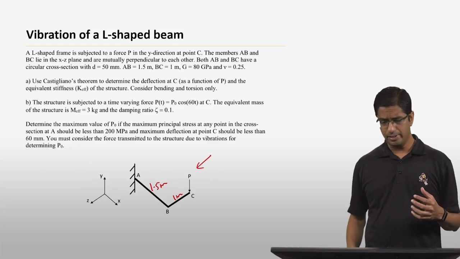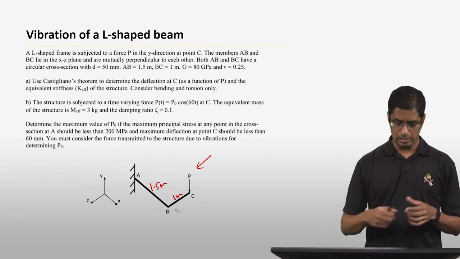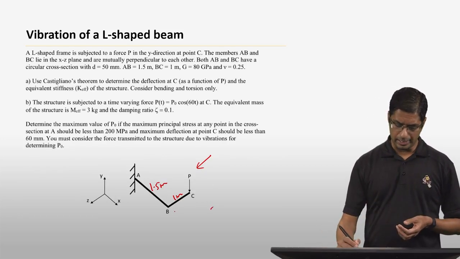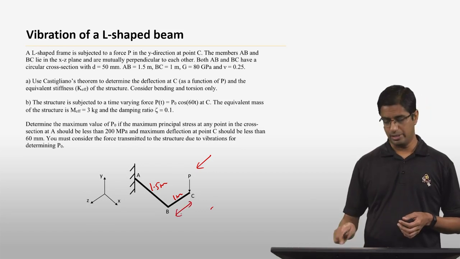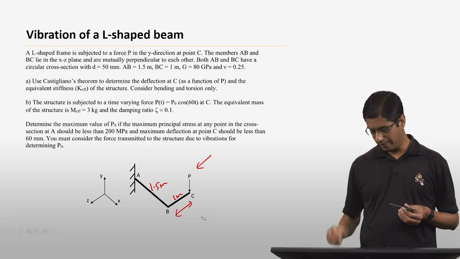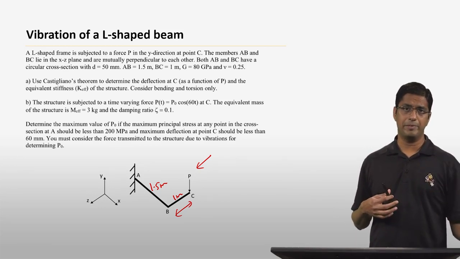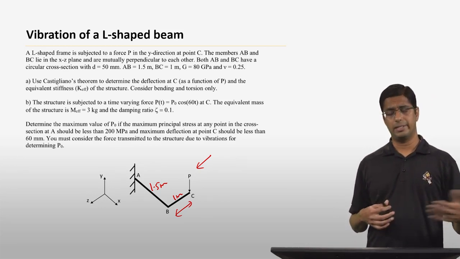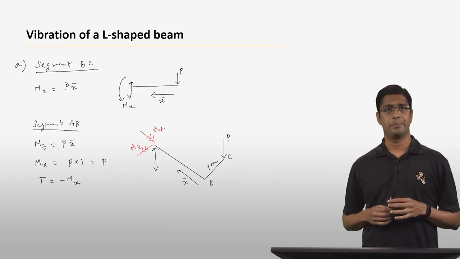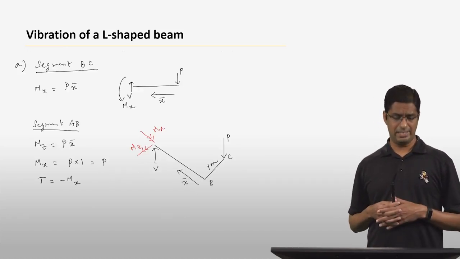In this case, for segment BC, there is going to be only bending, so you just have to worry about the bending moment function. For segment AB, you have to find out what the bending moment function is and also what the torque function is. For segment BC, it is actually very simple.